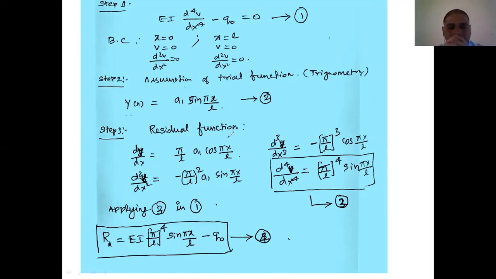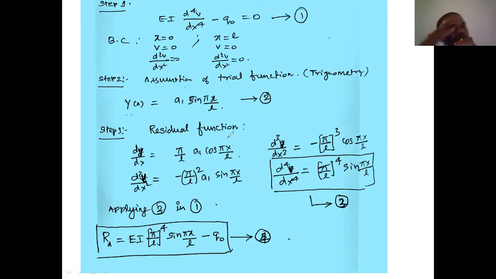Up to this, the procedure is the same for all four methods: point collocation, subdomain collocation, least square, and Galerkin method. For all four different methods, the procedure is the same till step number 3. What is step number 3? Finding out the residual function. As we discussed earlier, what is the residual function? Simply substituting the trial function in the governing equation.